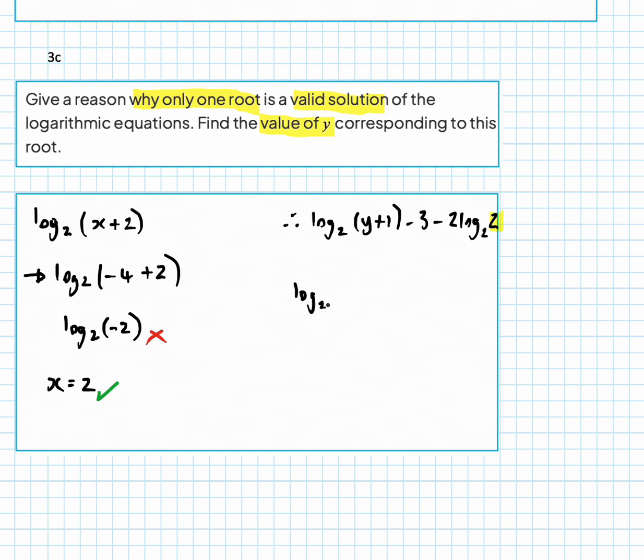So we're just going to write that out now. So log to the base 2, (y plus 1) is equal to 1. And then taking logs, you'll have y plus 1 is equal to 2 to the power of 1. And finally, y equals 1. So our values there were 2 for x and 1 for y. And that's the end of our questions on logarithms for Pure 2, or we'll say challenging questions for additional maths as well.